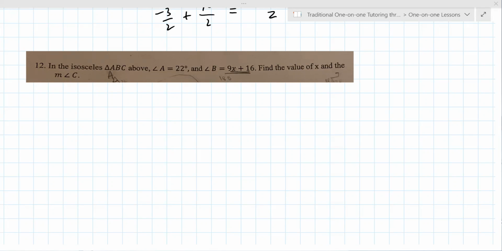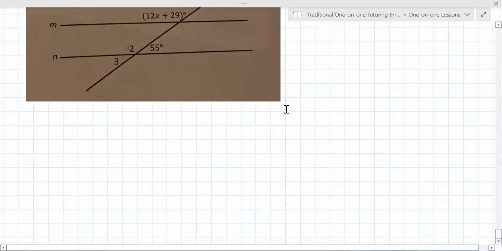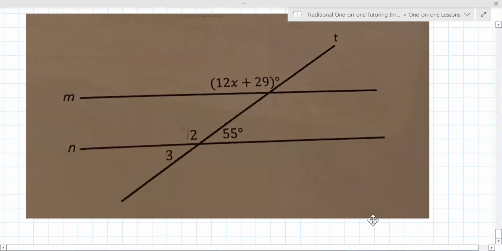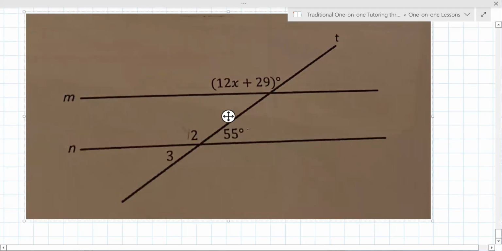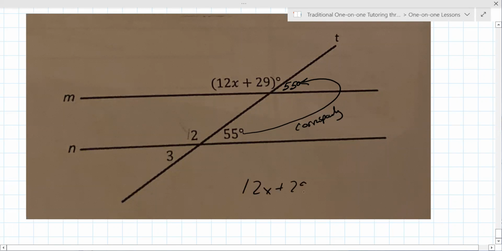Let me grab this. This is important. Okay, let's look at this. What angle does 55 correspond to? These are corresponding. So then I have to make the 12x plus 29 equal 180 with 55. That's right. So then I guess you solve for just x.